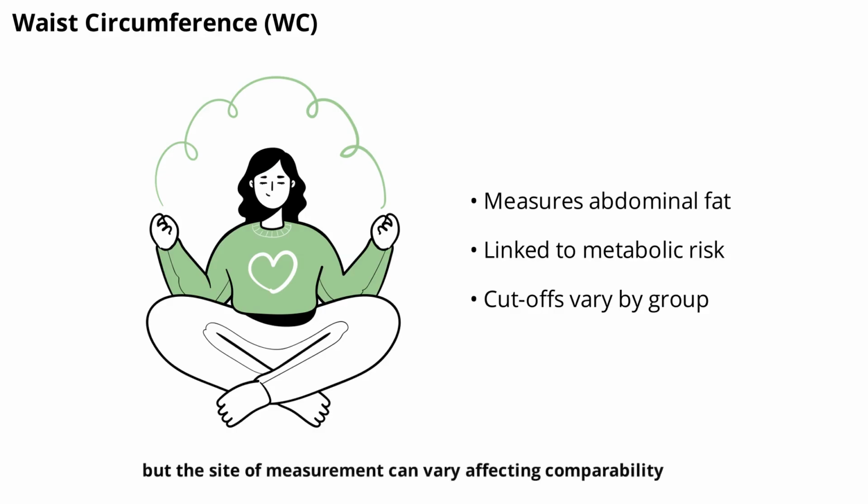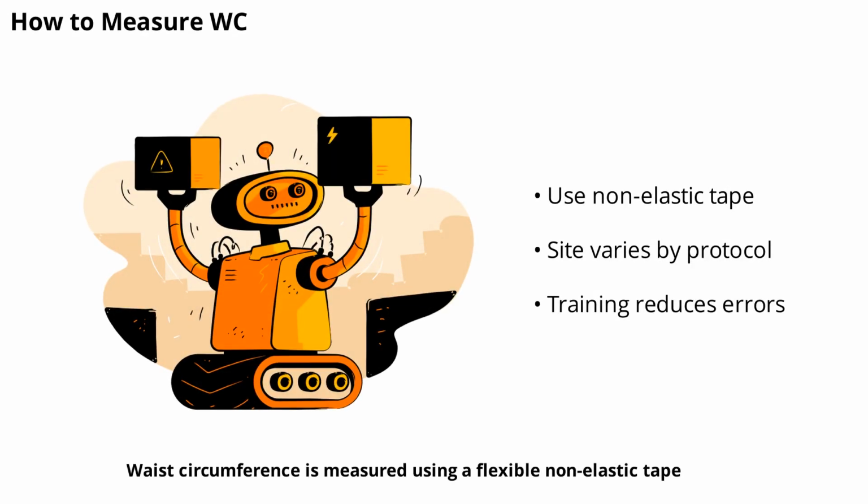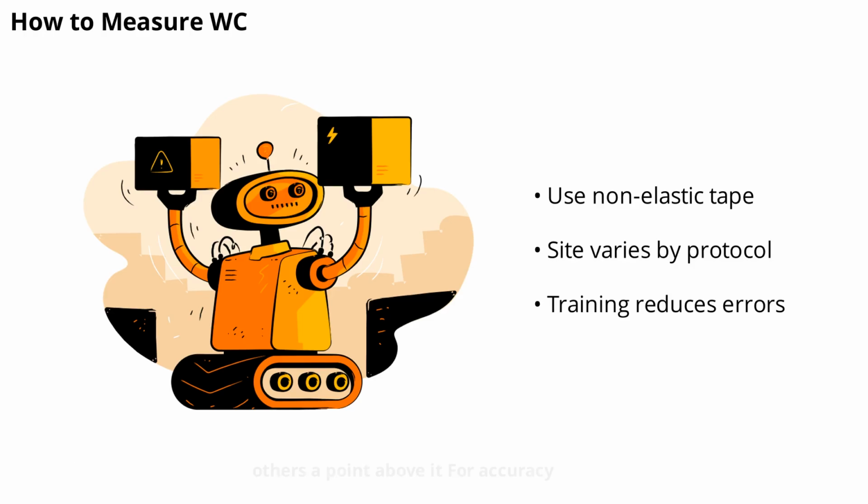Measuring WC is simple, but the site of measurement can vary, affecting comparability. And ethnicity-specific cutoffs help identify individuals at increased risk. Waist circumference is measured using a flexible, non-elastic tape. The measurement site can differ. Some protocols use the level of the umbilicus, others a point above it.